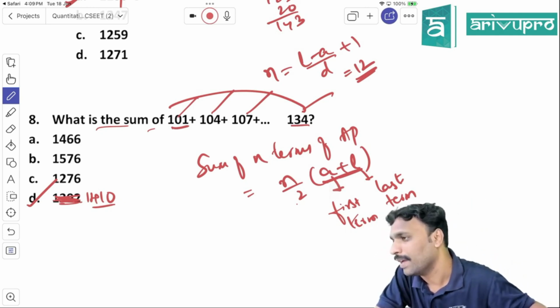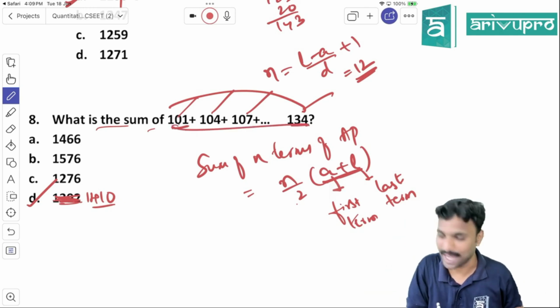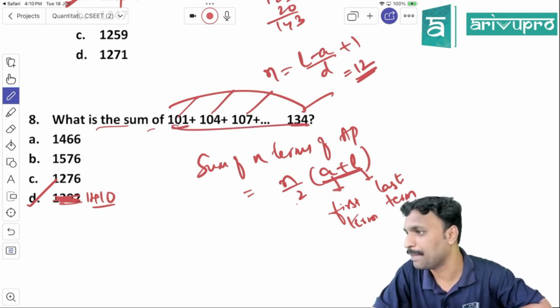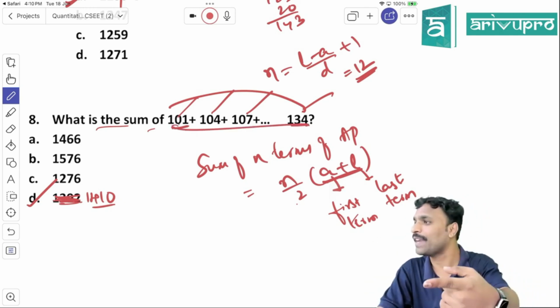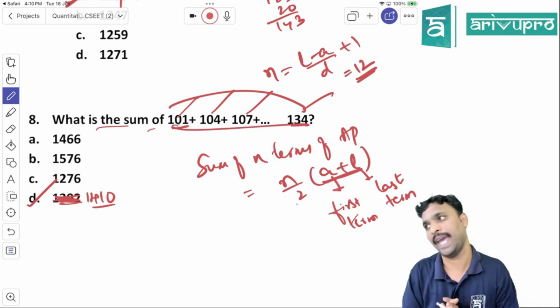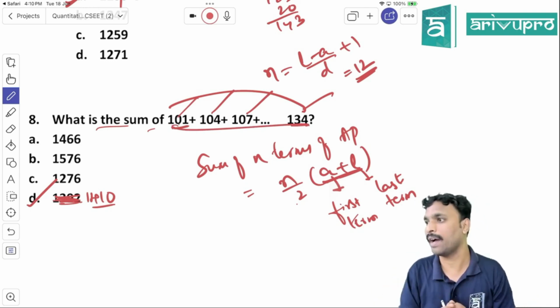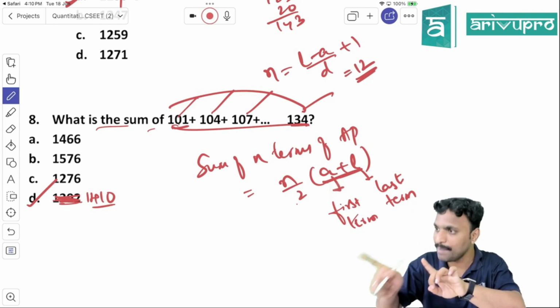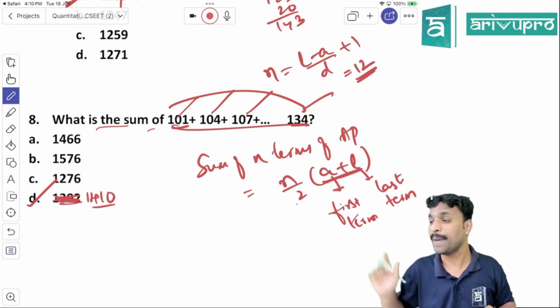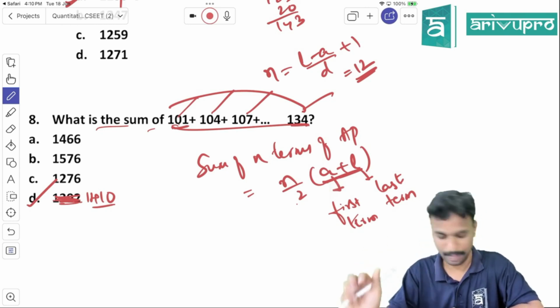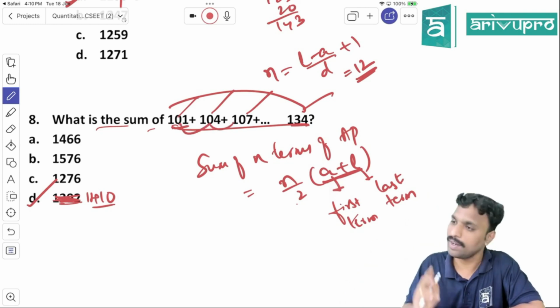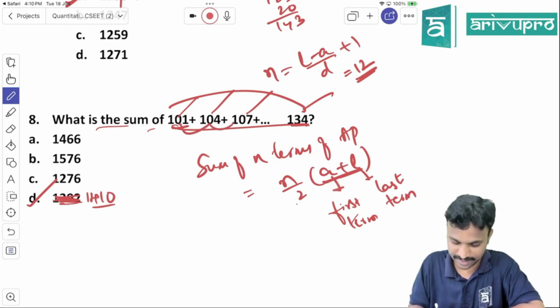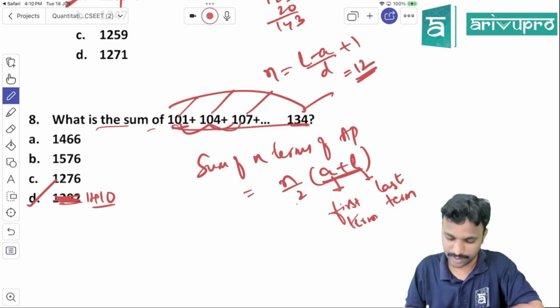Purida. So please understand, it is an AP. How to find the sum of an AP? N by 2 into A plus L. Now N, how to find out? Shortcut is L minus A by D plus 1. Now what is D? The difference. Difference between each consecutive number is what? 3. So that is D.